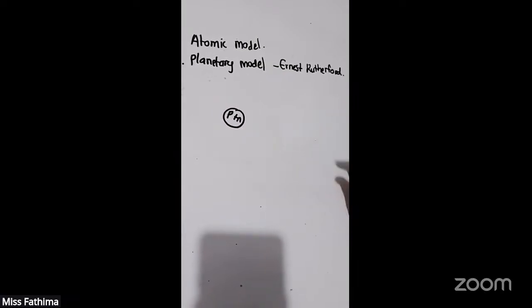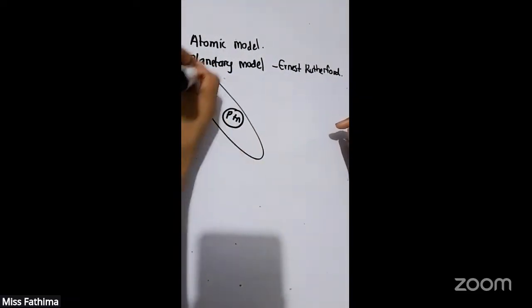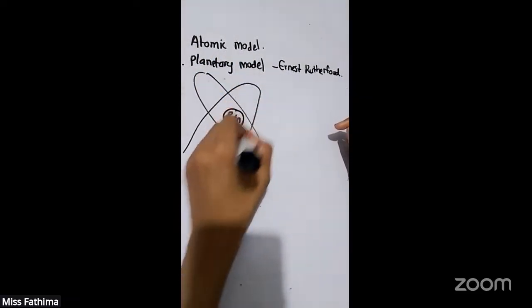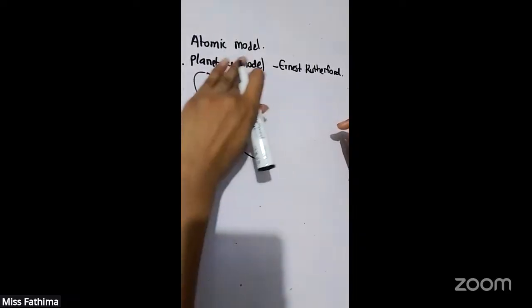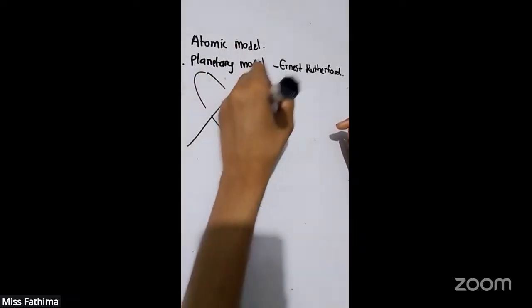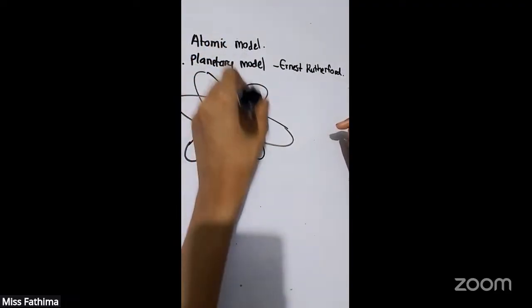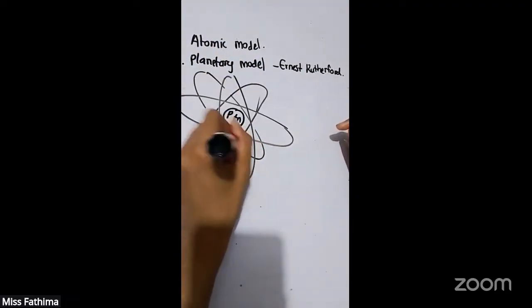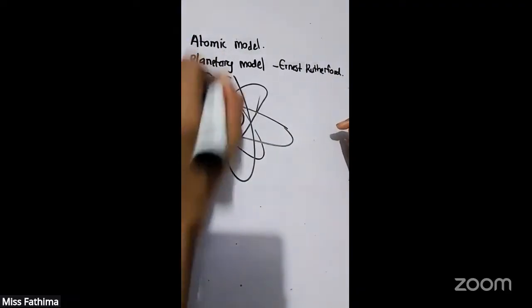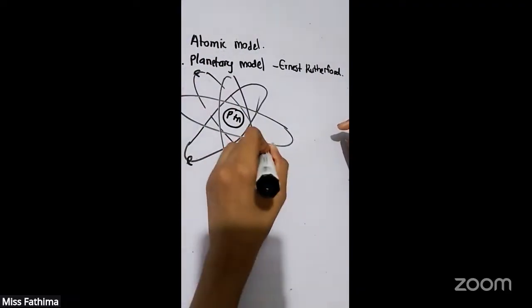The remaining subatomic particle, which is the electron, will start to revolve around it. So that explanation is the very first atomic model that was introduced. This is the concept where electrons revolve around the nucleus.